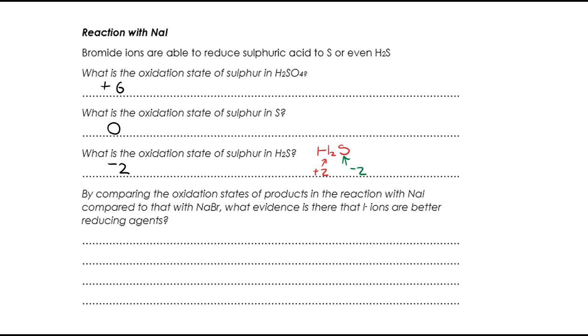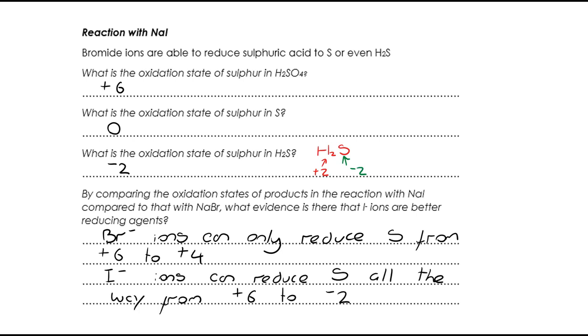Now, I've already talked about the answer to this question down at the bottom, so hopefully you are able to verbalise this in your own way. Hopefully you've already tried to answer this question. The Br- ions can only reduce sulfur from +6 to +4, whereas the iodide ions can take it all the way down as far as -2.